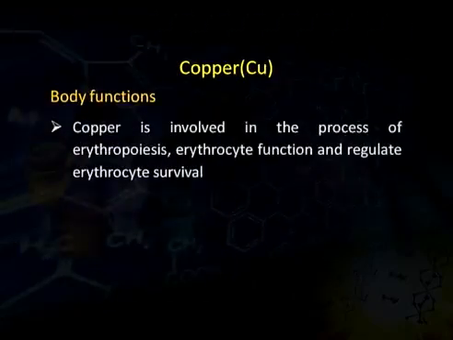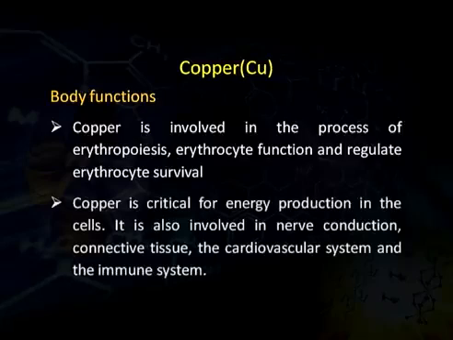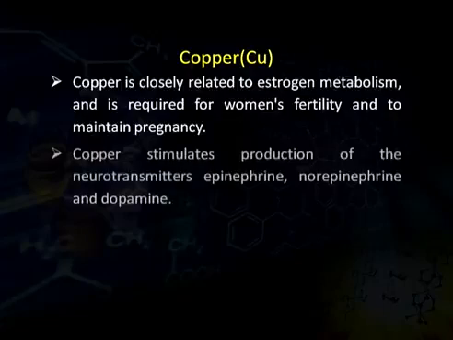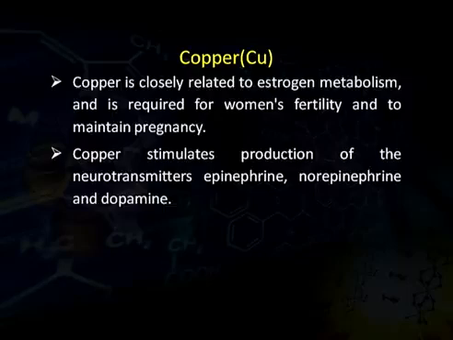The body functions of copper. Copper is involved in the process of erythropoiesis, that is erythrocyte function, and it regulates erythrocyte survival. Copper is critical for energy production in the cells. It is also involved in nerve conduction, in connective tissues, the cardiovascular system and the immune system. Copper is closely related to estrogen metabolism and is required for women's fertility and to maintain pregnancy. Copper stimulates production of the neurotransmitters epinephrine, norepinephrine and dopamine.